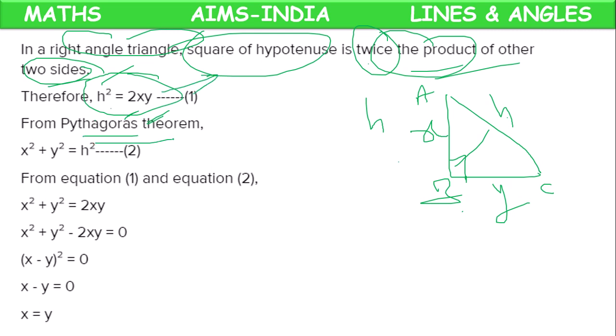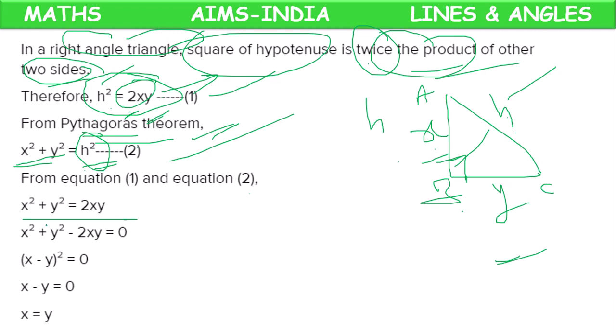But from the Pythagoras theorem, we also have one more equation: hypotenuse square equals the sum of squares of the other two sides, so x square plus y square equals h square. Equation 1, equation 2. From 1 and 2, in the place of h square, we can keep 2xy. We get x square plus y square equals 2xy.